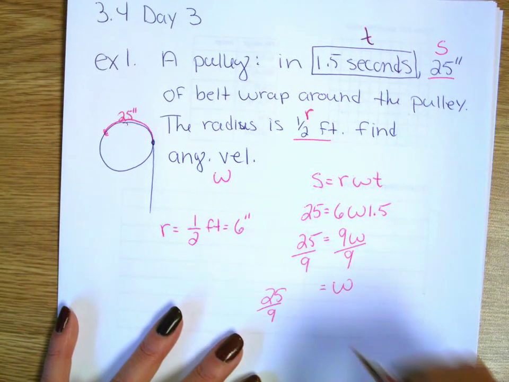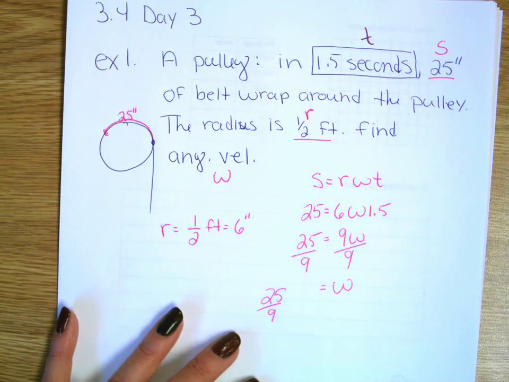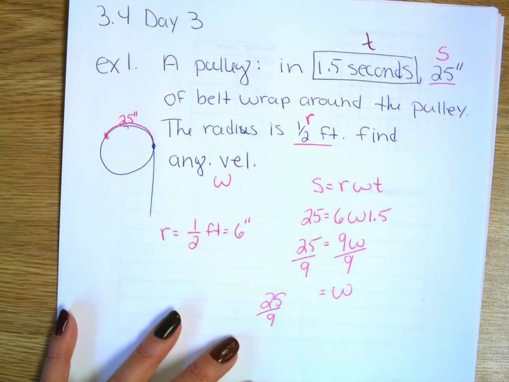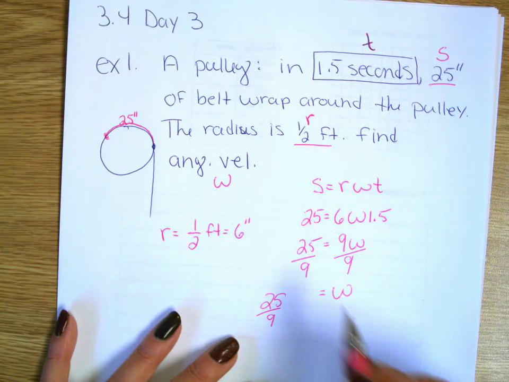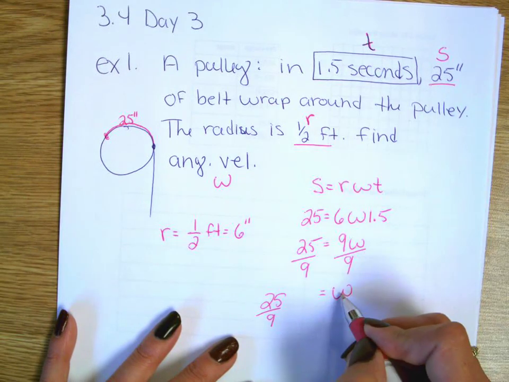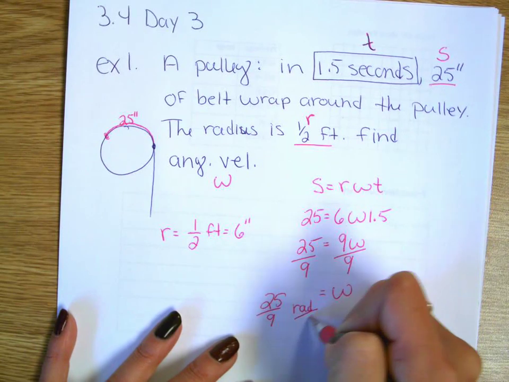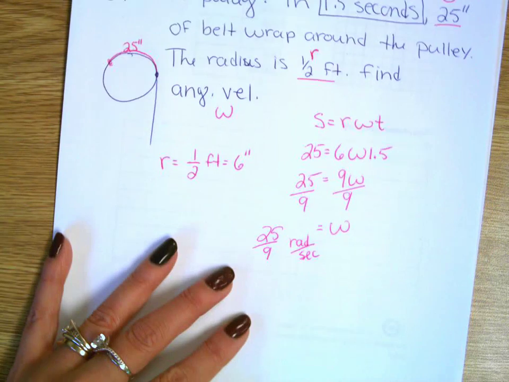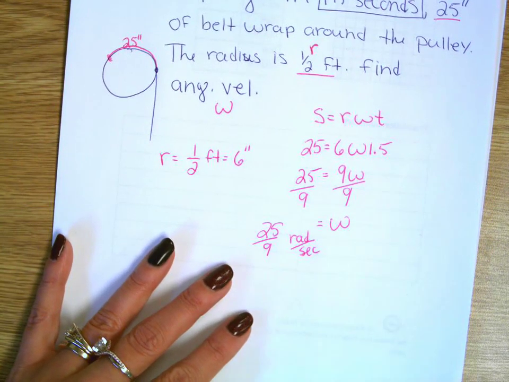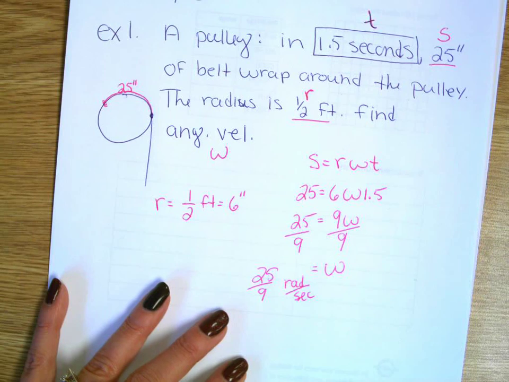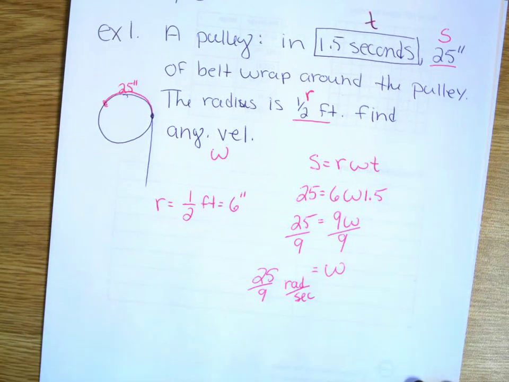25/9 what? Because this is angular velocity. Radians per second, because our time value was seconds. Angular velocity is always radians per second, or radians per time. It's always radians per time unit, and our time unit was seconds. Good? That is in the notes when we did that. Okay, next one. Next and last.